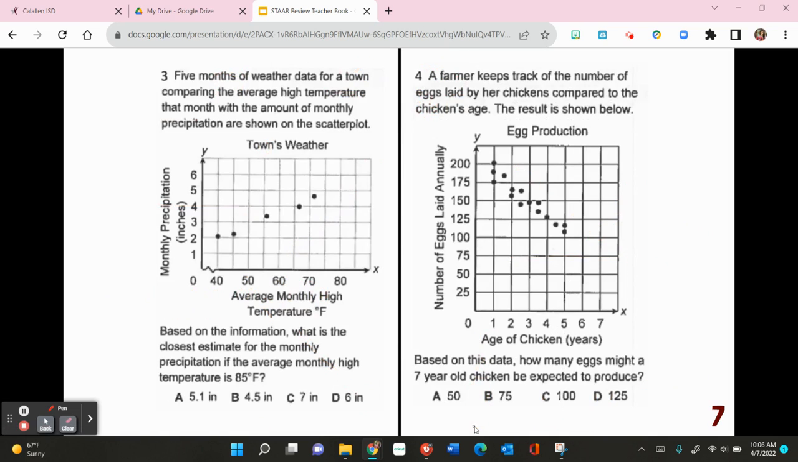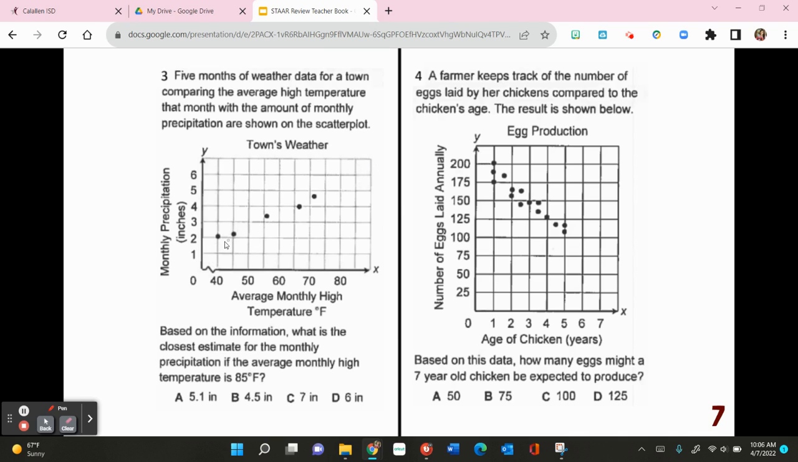Now let's go ahead and look at number 3. It says 5 months of weather data for a town comparing the average high temperature that month with the amount of monthly precipitation are shown on the scatter plot. Based on the information, what is the closest estimate for the monthly precipitation if the average monthly high temperature is 85 degrees Fahrenheit? So with scatter plots, we have to create our trend lines.